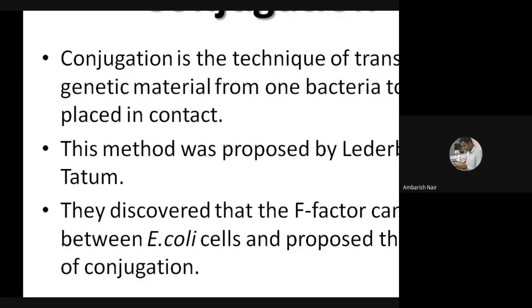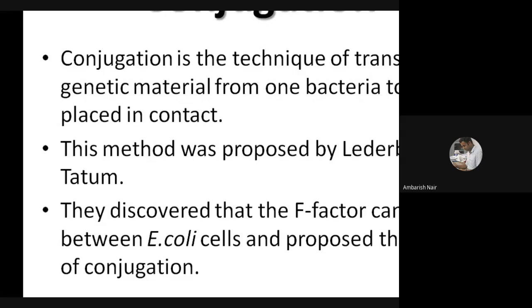Conjugation, I'll read something, at least you go through that because I just want people to understand this. Conjugation is the technique of transfer of genetic material from one bacteria to another bacteria. They are placed in close contact. That was the idea initially. If you keep two bacteria in close contact, those two bacteria form the cellular connection and they transfer their gene. And it was discovered by Lederberg and Tatum.